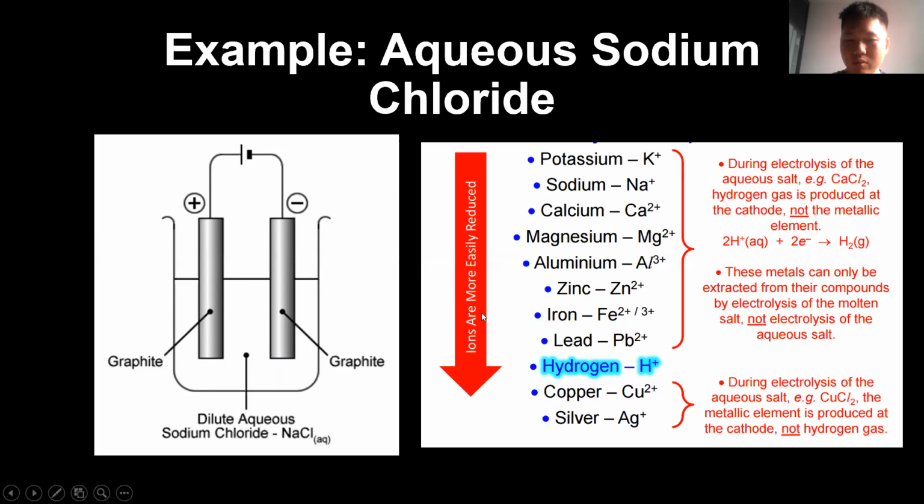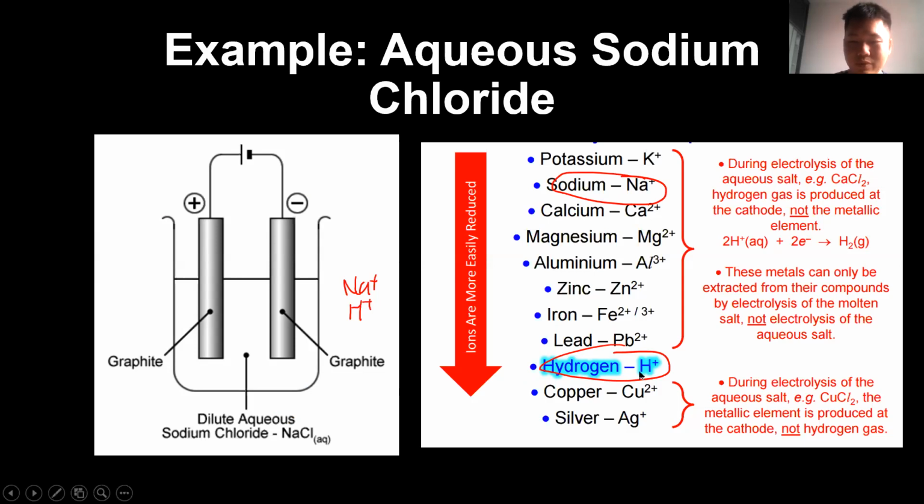So how do we determine this? The ions that are lower in this series will be discharged. So take a look at this example. We have Na plus and H plus over here. Na plus will be over here, H plus will be over here. Since H plus is lower than Na plus, H plus will be preferentially discharged.